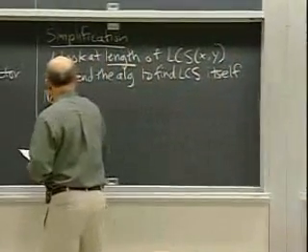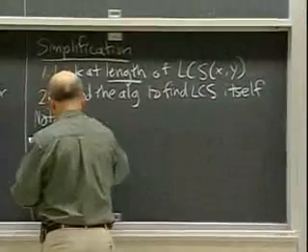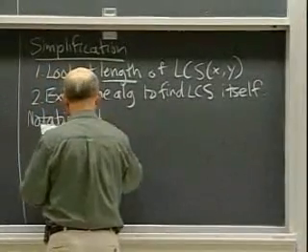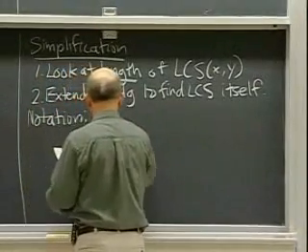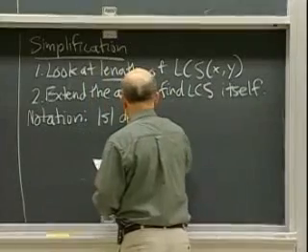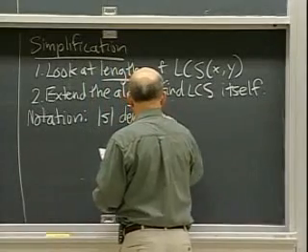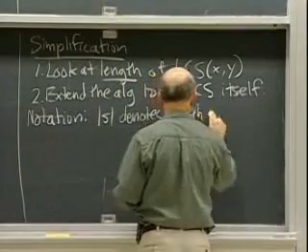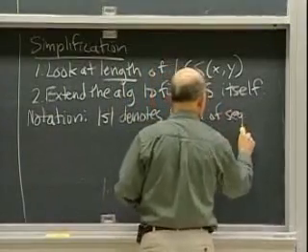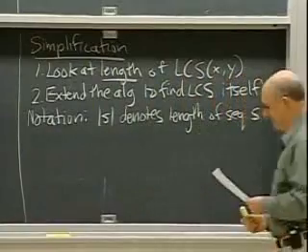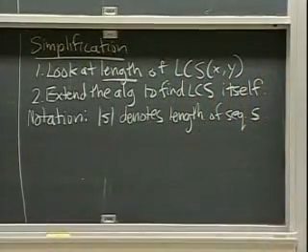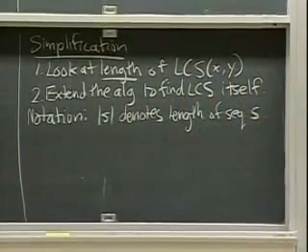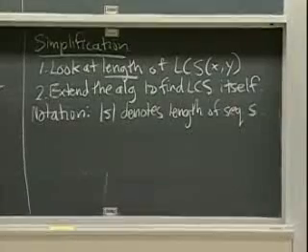We'll adopt the following notation. It's pretty standard notation, but I just want to say that if I put absolute values around a string, or a sequence, it denotes the length of the sequence S. Okay? So that's the first thing.